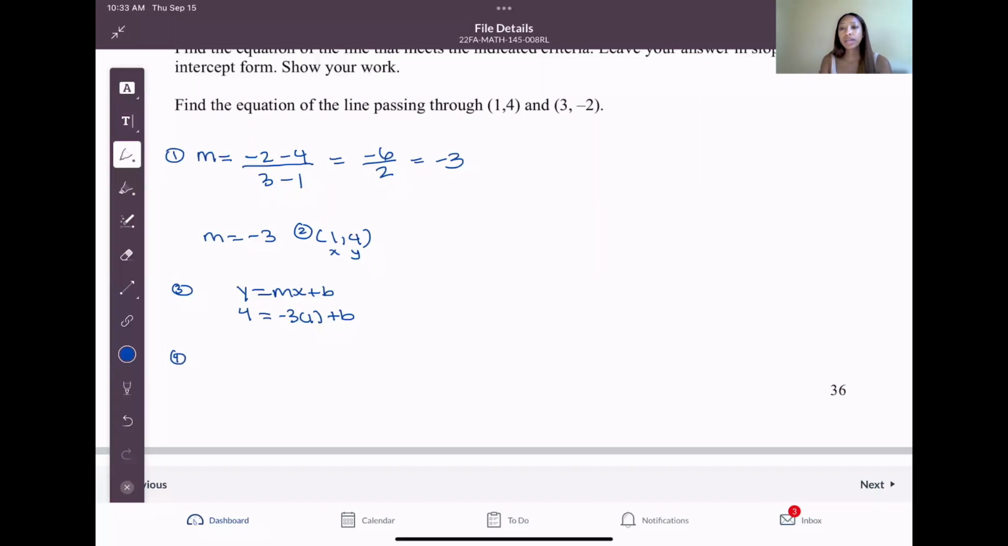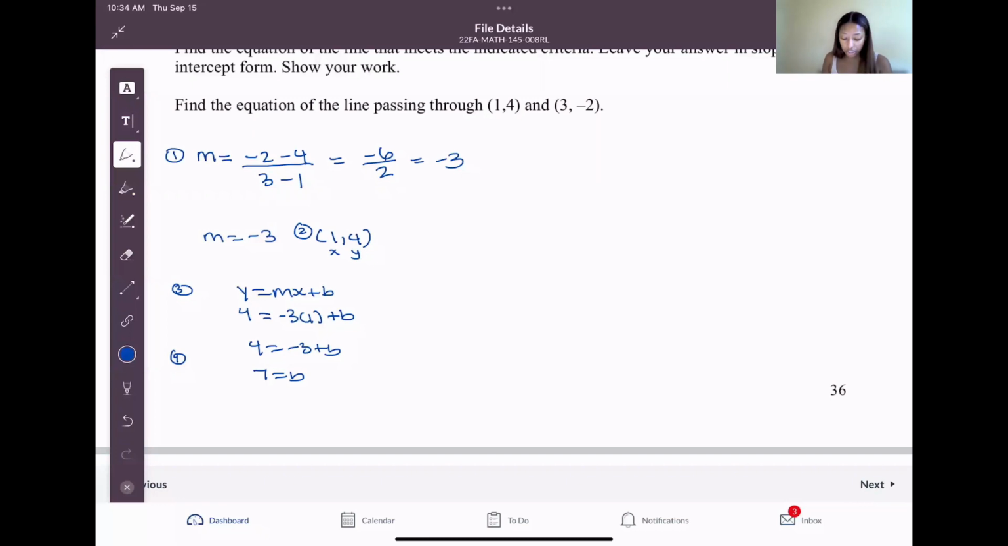So once you have a point and once you have the slope, and you plug that point and your slope into the slope-intercept form of the equation, you can then solve for b, your y-intercept. So we get 4 equals -3 plus b. Adding 3 to both sides, 7 is equal to b. And now we have all the information we need. We just need to put it together.